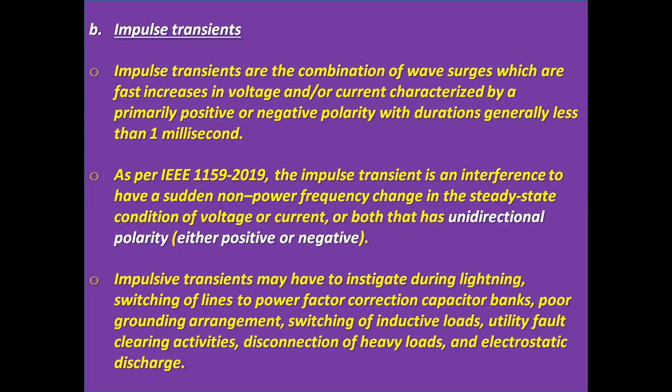Impulsive transients may be instigated during lightning, switching of lines to power factor correction capacitor banks, poor grounding arrangement, switching of inductive loads, utility fault clearing activities, disconnection of heavy loads, and electrostatic discharge.